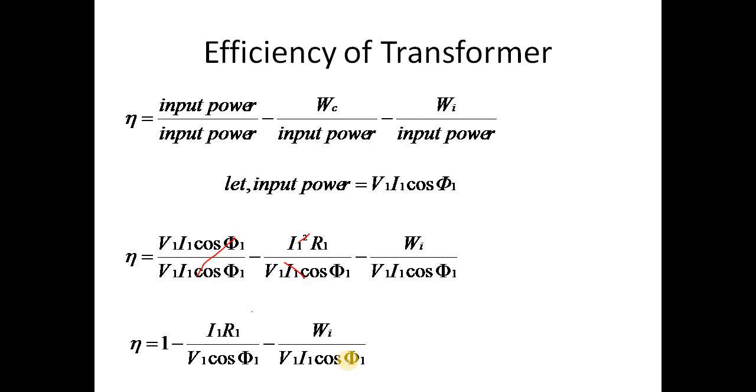At the next step, we are going to differentiate this equation with respect to I1. When we differentiate, the constant term is going to become 0, and for the term with 1 over I1, the differentiation of 1 by I1 is going to be minus 1 by I1 square.